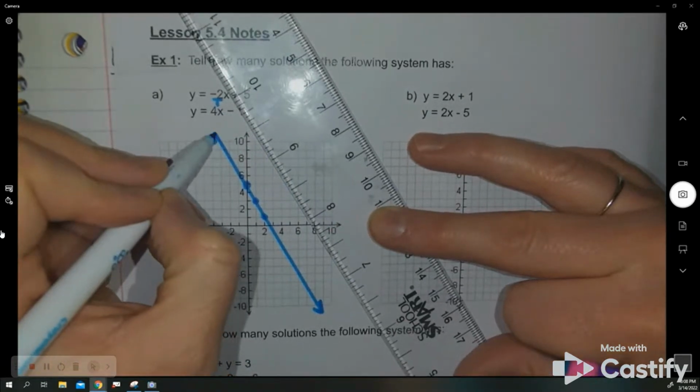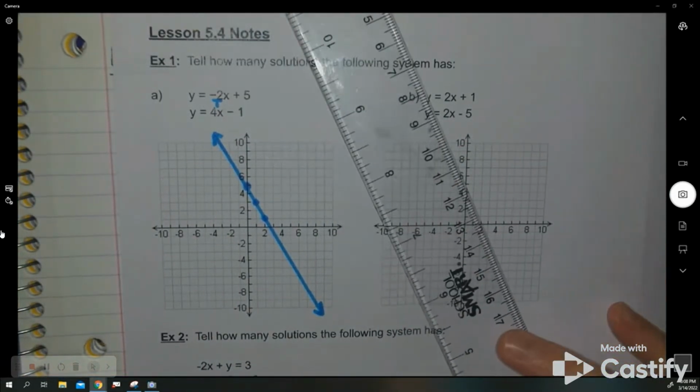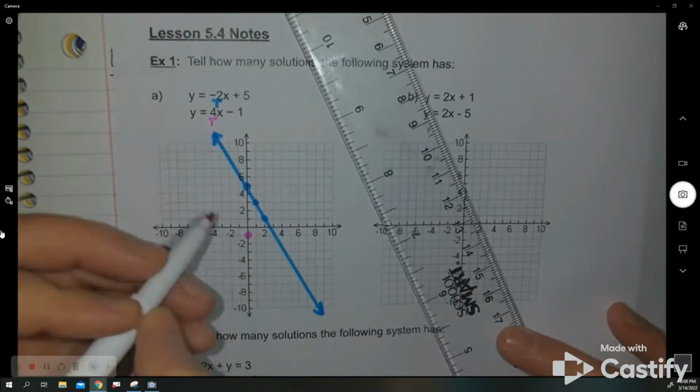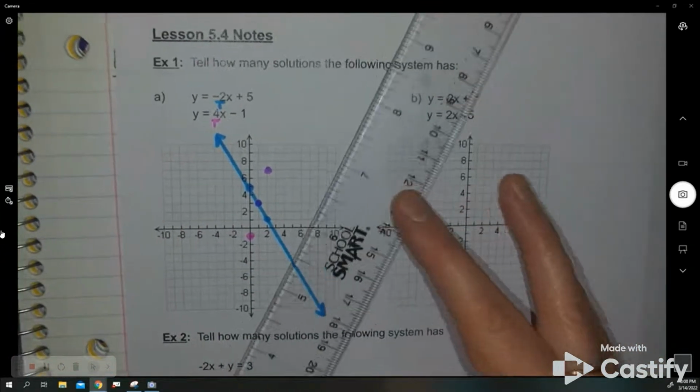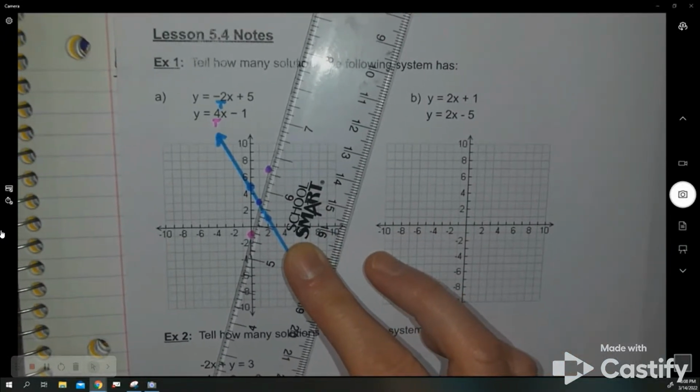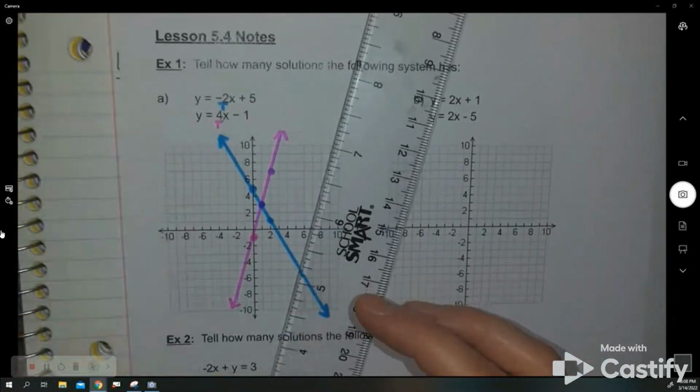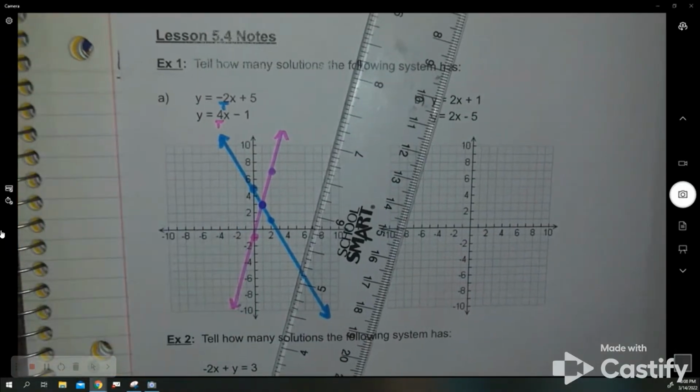There we go. And then I do my second equation. I have a y-intercept of -1, and I have a slope of 4/1. So I'm going to go up 4, 1, 2, 3, 4, and over 1. That third point just kind of helps me get my line a little straighter for me. There we go. And we notice right here, those two lines overlap.